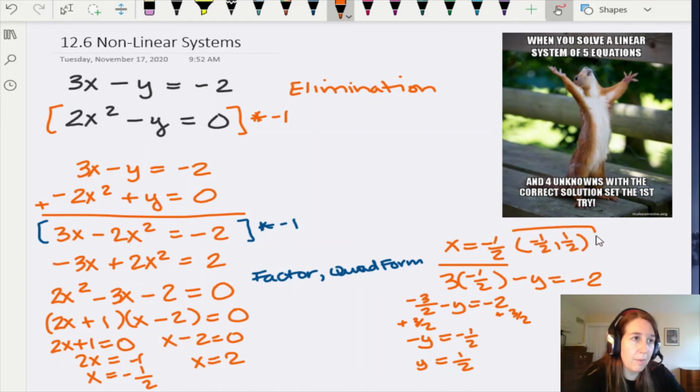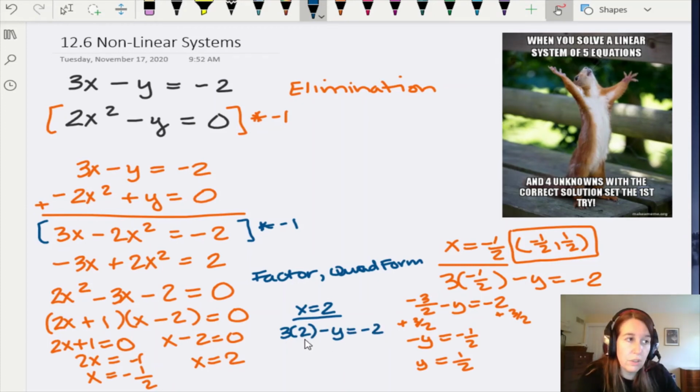That's x comma y. Now for the other point on the graph, let's see, x equals 2. So when x equals 2, let's plug that in. 3 times 2 minus y is equal to negative 2. So that's 6 minus y equals negative 2. And then negative y equals negative 8. So y equals 8. So the other solution on the graph is 2 comma 8.